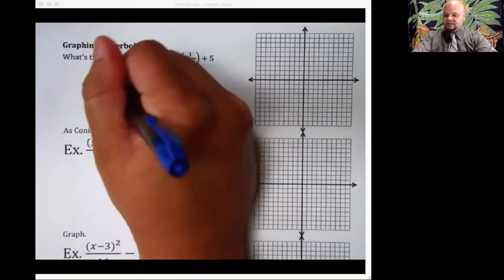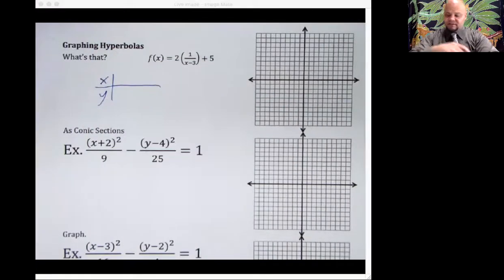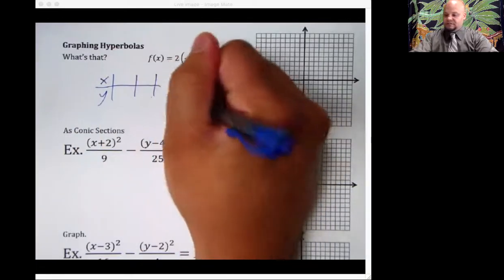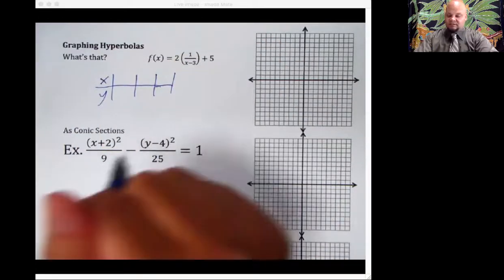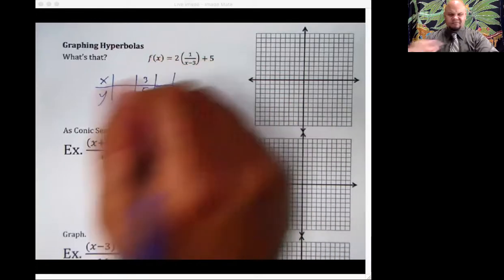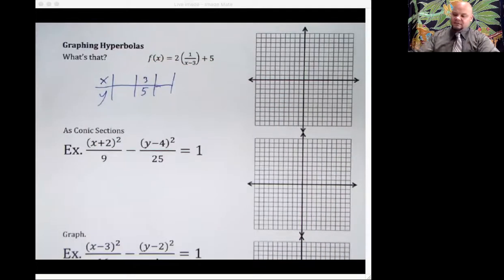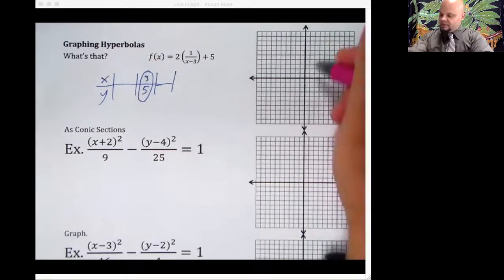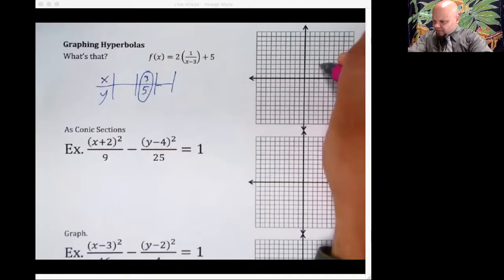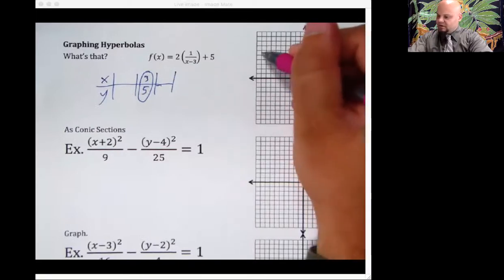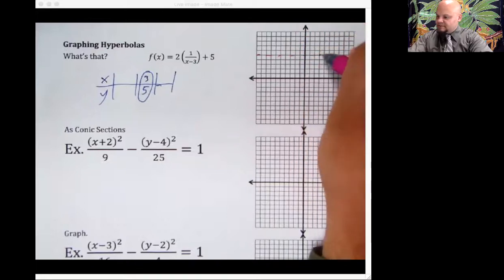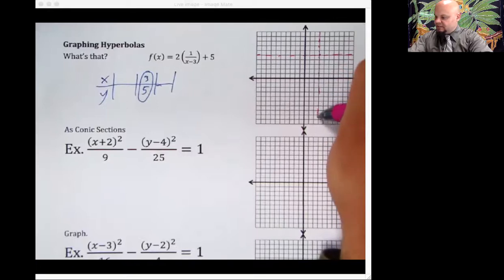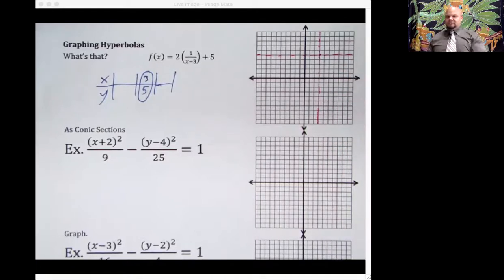So let's go ahead and make a t-chart, even though we don't tend to make a t-chart for these for a couple of different reasons. First reason is, the first point that you would think of, the 3, 5, our vertex point on most things, is actually not even on this graph. Over 3, up 5, that is where our vertical and horizontal asymptotes meet. So those are the two lines where our graph is going to get infinitely close to them, but not necessarily touch them, although in some other functions they do.